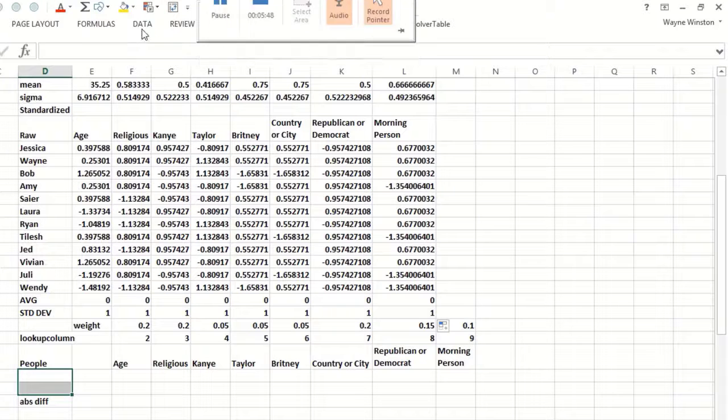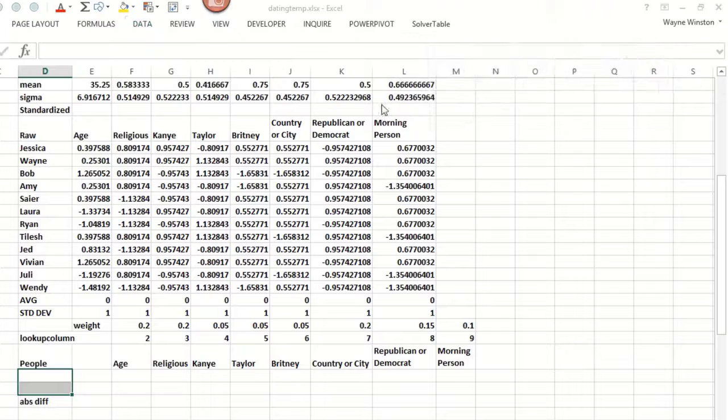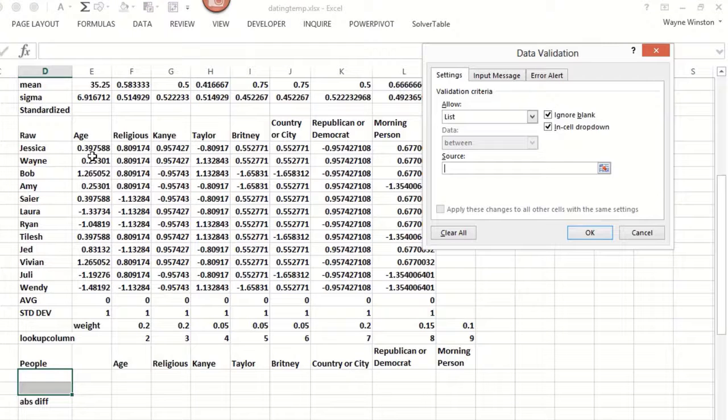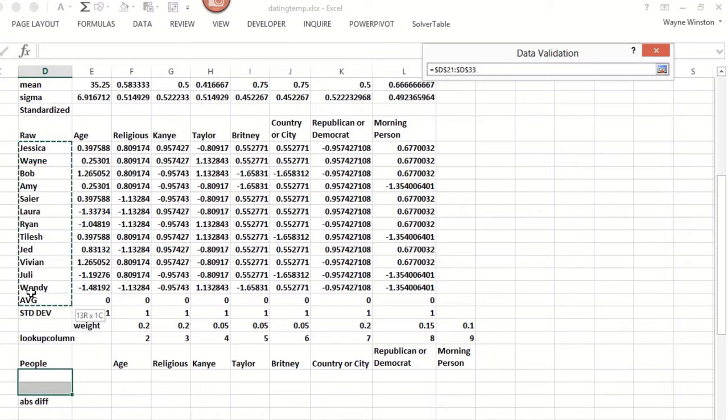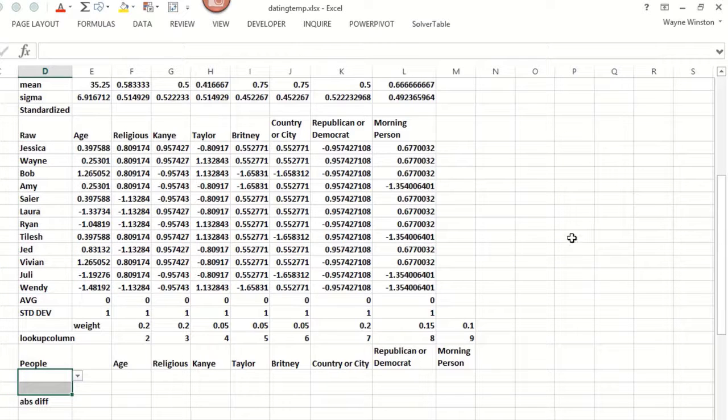So how would I create two people? Well, I could use data validation, which we learned. So data validation, I want a list. And it's going to come right from here. These are the people's names. So I could say Laura, and I could say Bob.